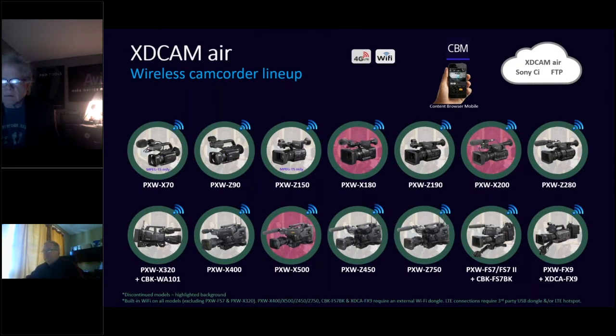So to start, we've got the wireless camcorder lineup. So there's a whole wide range of Sony cameras that are supported by what we're talking about today, which is XDCAM Air. XDCAM Air is Sony's cloud-based service that allows you to transfer files to the cloud or transfer files to FTP. It gives you remote access of media within the camera. It also gives you remote control of the cameras as well. So a wide range of cameras from our entry levels all the way up to our flagship cinematic cameras, such as the FX9 and the FS7 cameras, as well as the handheld news cameras, the typical ENG cameras like the PXW-Z280, which is our flagship handheld model now, as well as our shoulder mount cameras.